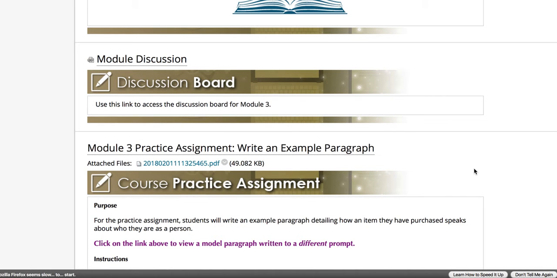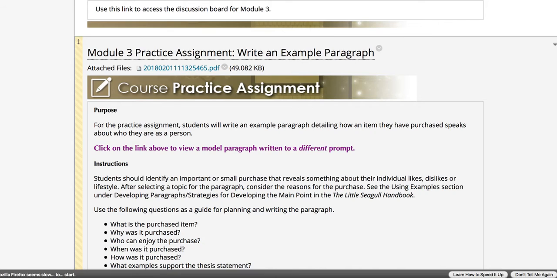Now, notice the little note here that says click on the link above to view a model paragraph written to a different prompt. So although your prompt is students should identify an important or small purchase that reveals something about their, meaning the students, individual likes, dislikes, or lifestyle. So basically you're choosing an object that you own or possess, and then from your own personal experience, direct observation, you're explaining what that reveals about your individual likes, dislikes, and lifestyle.